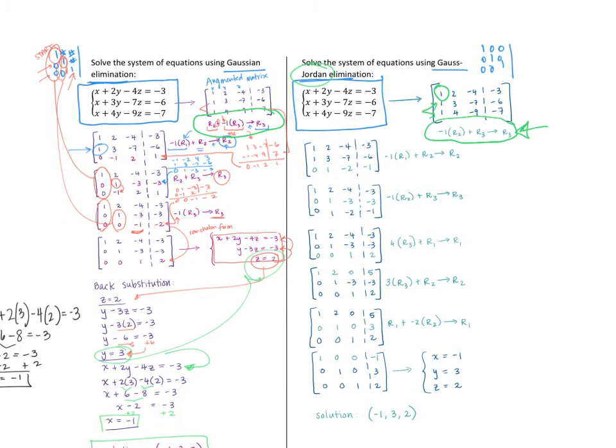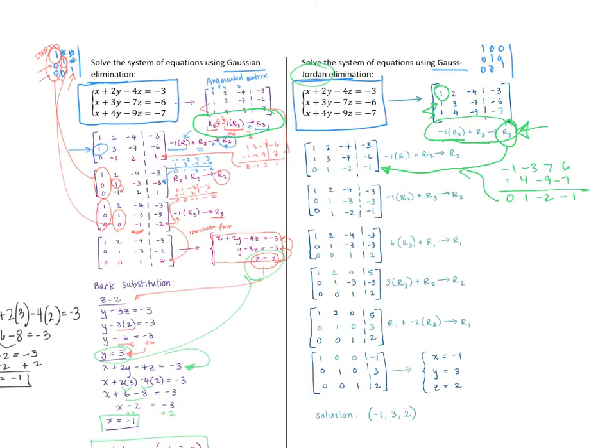So they took negative 1 times row 2 and added row 3 to that to make the new row 3. So the only thing that changed was my third row here. And so if we take negative 1 times row 2, we can write that down: negative 1, negative 3, 7, and 6, and add row 3 to that: 1, 4, negative 9, negative 7. That's 0, 1, negative 2, negative 1, which you can see right here.